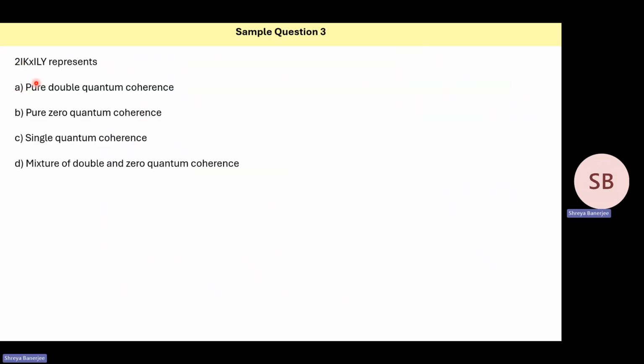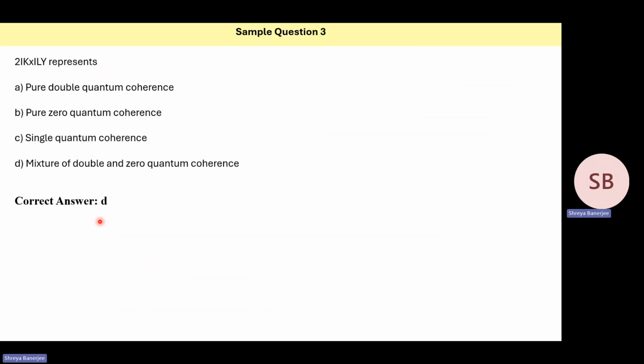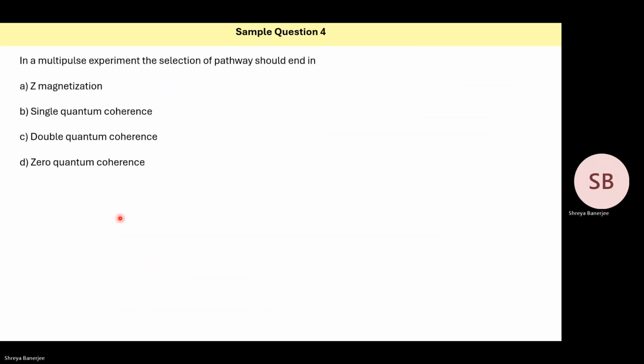Then a similar question related to this concept: 2IKX ILY represents what? We have already seen that this kind of double frequency term represents a mixture of double quantum and zero quantum coherence. So the correct answer is D.